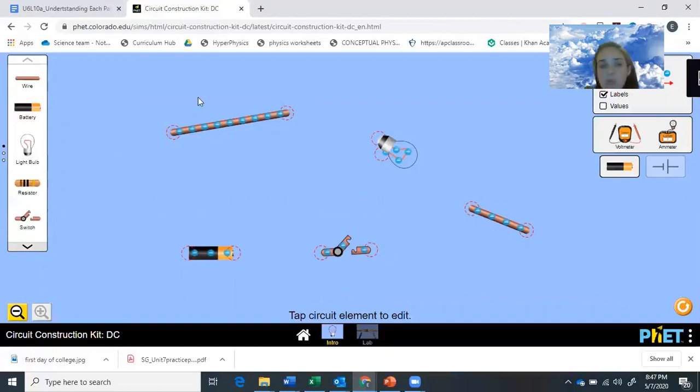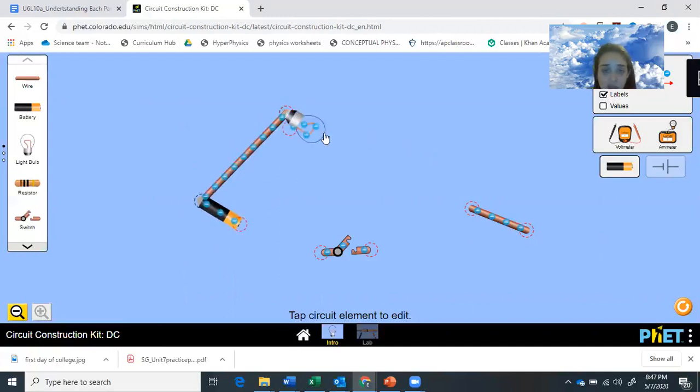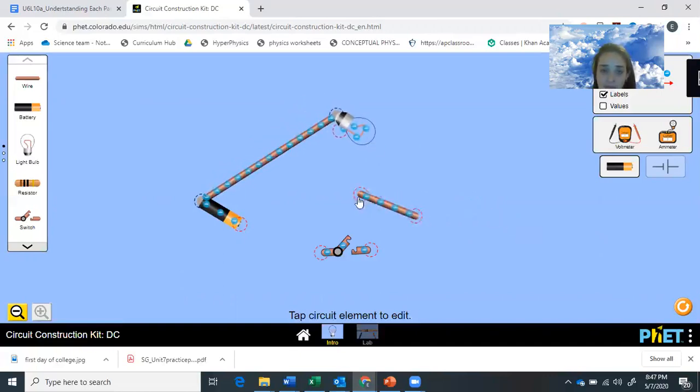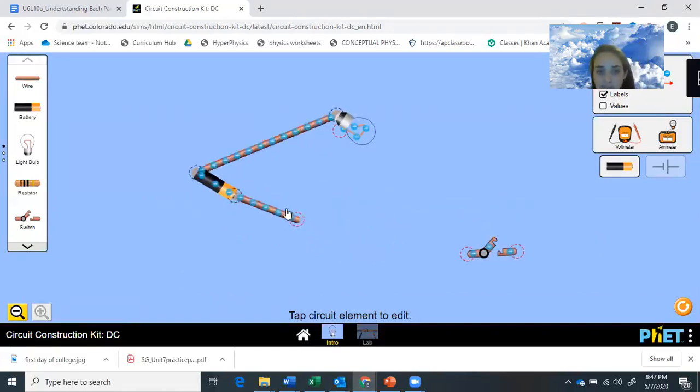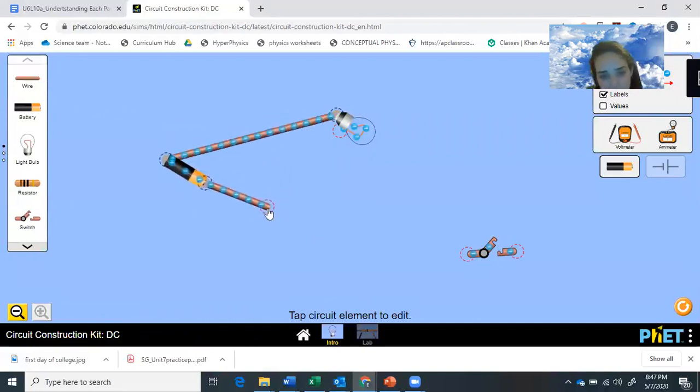I'm going to be using more pieces of wire as we connect together. So I'm going to start off by connecting my battery to one of the wires. And then I'm going to connect my light bulb to another side of my wire. And now I'm going to put another wire here, and I'm going to connect this side of my wire to the bottom part of my light bulb.